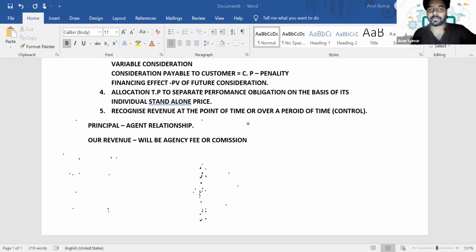Are you getting it? There might be questions where the company recognizes the whole gross consideration as revenue, but since you're acting as an agent, we only have the right to the agency fee or the commission. Whatever transaction fee you get for acting as an agent is the only amount we have to recognize as revenue in your P&L. Is it clear, everyone?